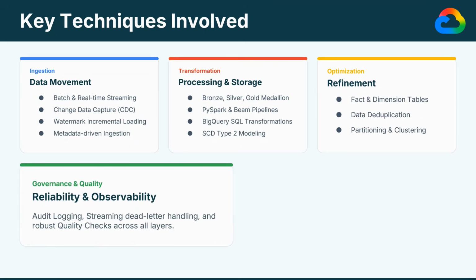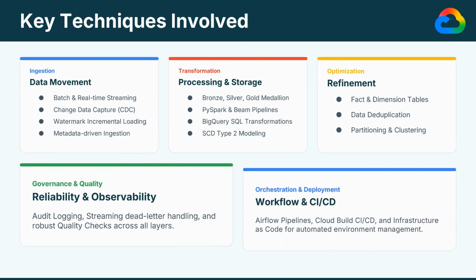And we are also making sure that our data is readily available, reliable, and that observability is there. So this comes under governance and quality. Making sure that everything is logged properly, audit logging. We're also using streaming dead letter handling and quality checks across all the layers to ensure that the data is of good quality, and that it is complete and accurate throughout the platform.